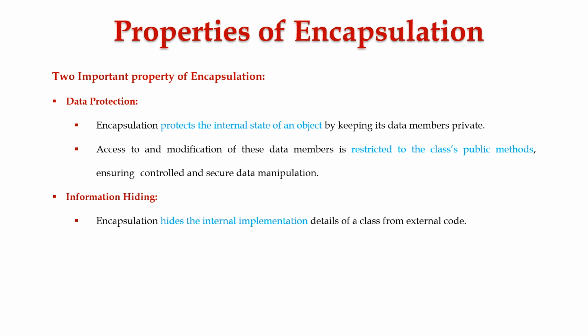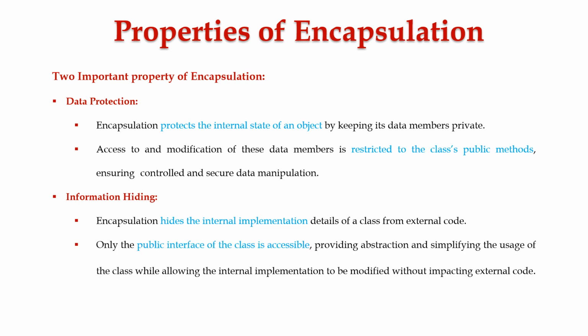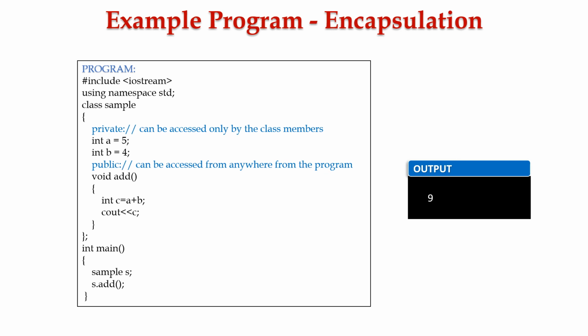Encapsulation hides the internal implementation details of a class from external code. Only the public interface of the class is accessible, providing abstraction and simplifying the usage of the class while allowing the internal implementation to be modified without impacting the external code. Let's have an example program for encapsulation.